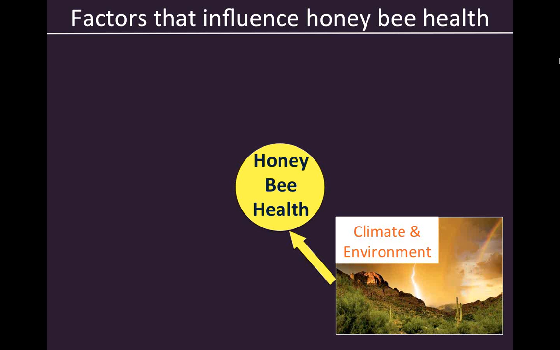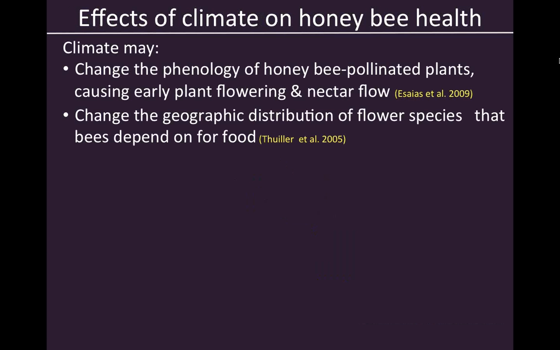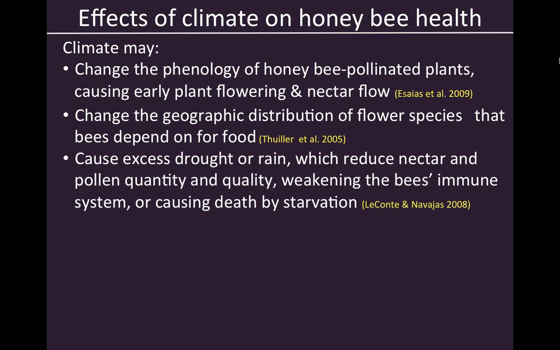And finally, I just briefly want to mention that honeybee health is also being affected by changes in climate and environment. So the climate might change the phenology of honeybee pollinated plants, causing early or later plant flowering and nectar flow. So it disrupts the natural patterns of foraging that you can see throughout the year in a specific area. And the climate can also change the geographic distribution of flower species that the bees depend on for food.